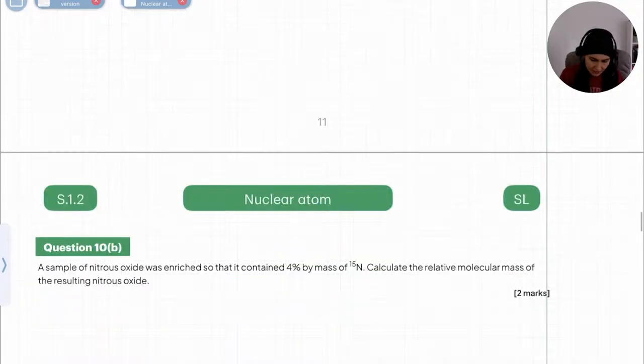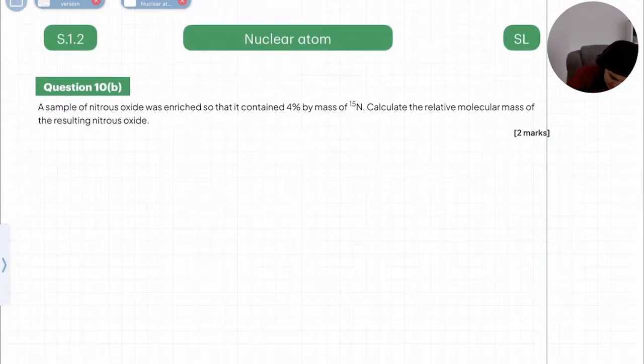Next. A sample of nitrous oxide, the same N2O as before, was enriched so that it contained 4% by mass of N15. Calculate the relative molecular mass of the resulting nitrous oxide. In this question, they just ask for the molar mass of N2O. Normally, you just go to the periodic table, find nitrogen's relative atomic mass, times it by 2, and add oxygen. Here you cannot do it like this, because this is not a regular nitrogen sample. They've gone to all this trouble to enrich it with N15, so it must be heavier than the normal one.